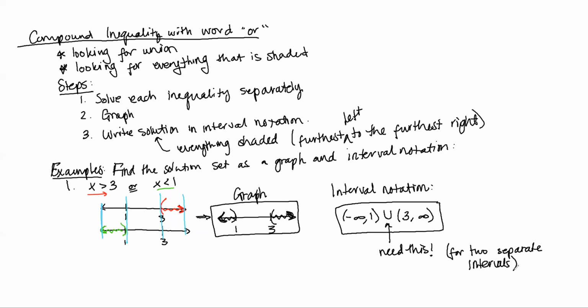All right, so notice the difference between these two types of inequalities. For an and, you're looking for the overlap. For the or, you're looking for everything on the graph that's shaded. So let's go ahead and look at another example here. x plus 2 is greater than 3, or negative 2x is greater than 4.